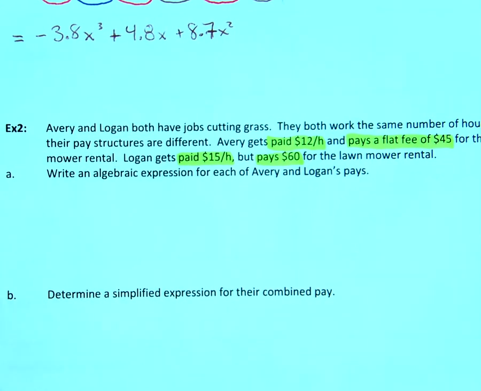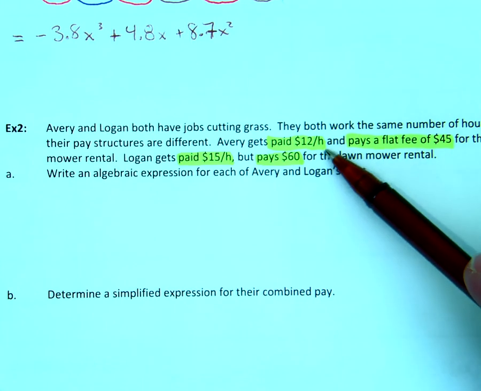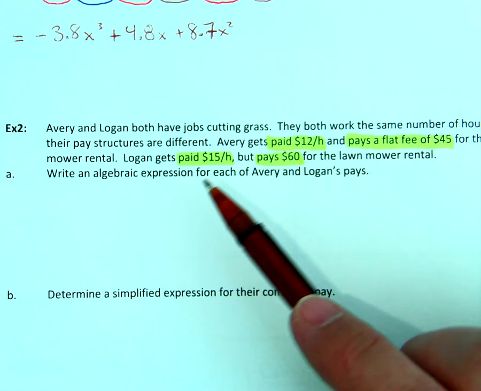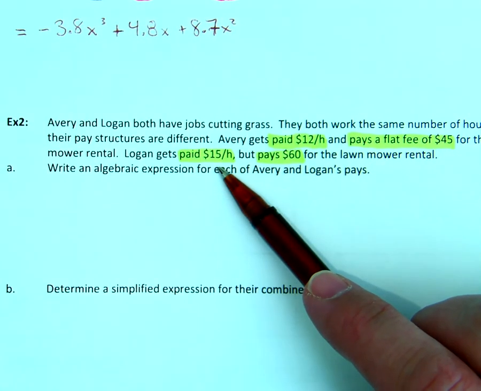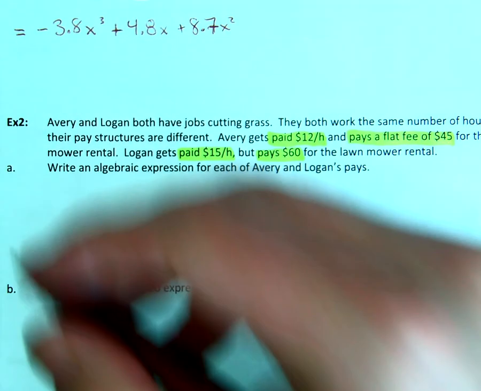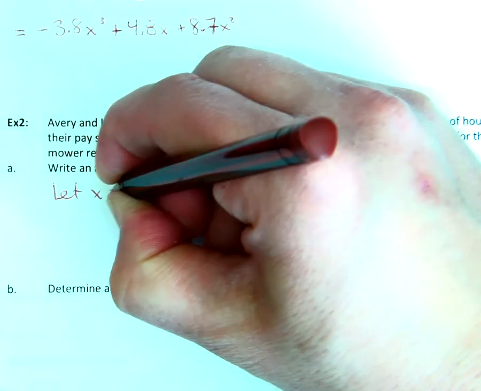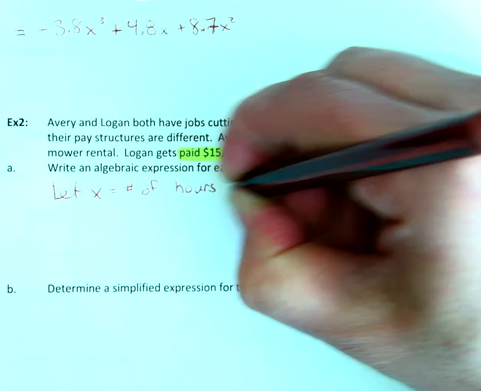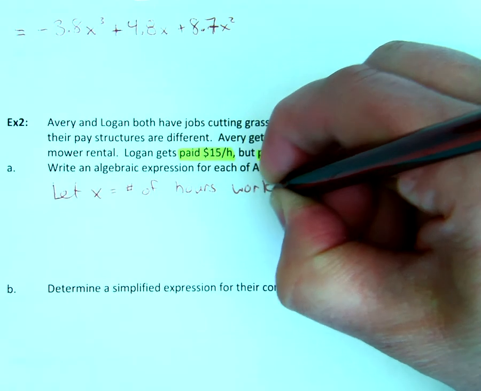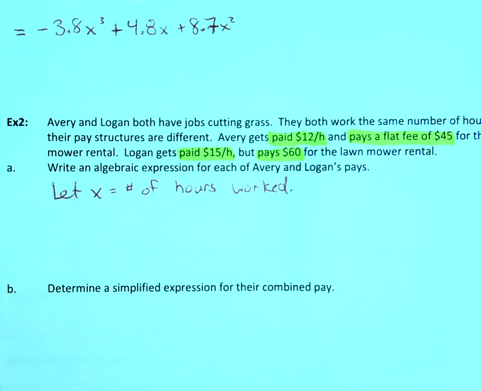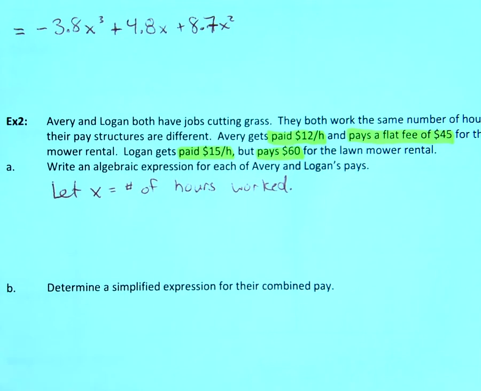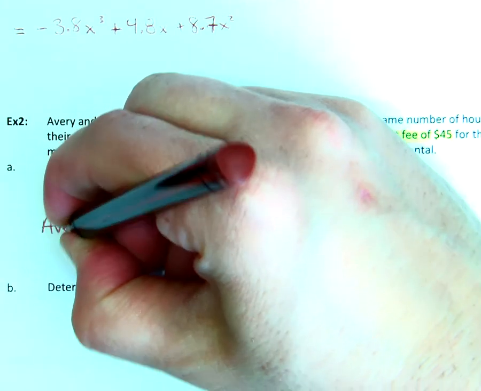So the first thing I'm going to do is introduce a variable. I don't know how many hours they're going to work, but I know that in Avery's case, I have to multiply the number of hours by 12, and in Logan's case, I have to multiply the number of hours by 15. So I'm going to say let x equal number of hours worked. I'm going to use x as my variable because I don't know how many hours they're going to work. It varies.